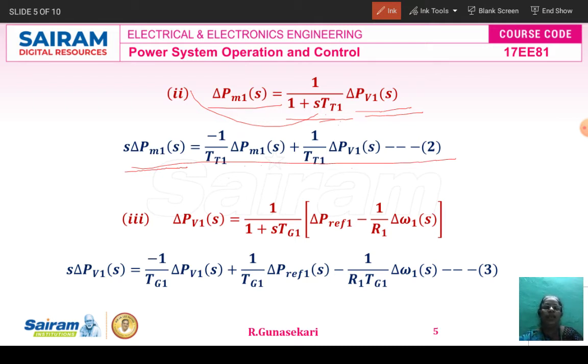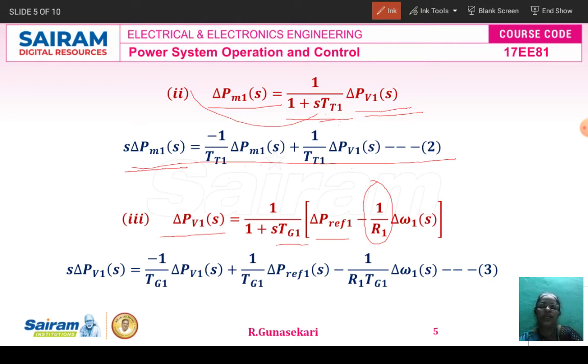Okay, then we can calculate the valve power of the area 1, that is del PV1 of s. The transfer function is 1 divided by 1 plus s into Tg1. Tg1 is nothing but the time constant of the governor, not generator. That is equal to del P reference of 1 minus 1 by R1 into del omega 1 of s. So the 1 by R1 is nothing but the speed drop of the area 1. Again you follow the same procedure we followed for getting equation number 1. Similarly, we apply the same rule to this third condition also.